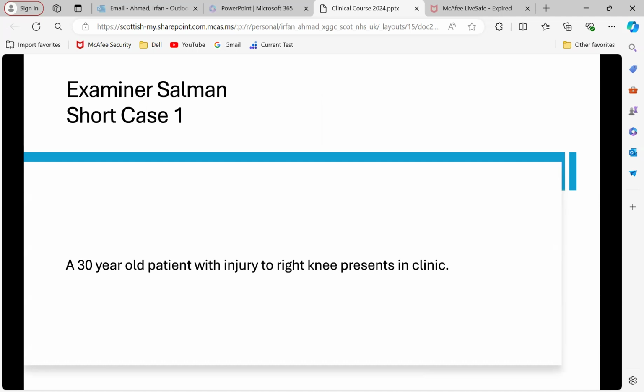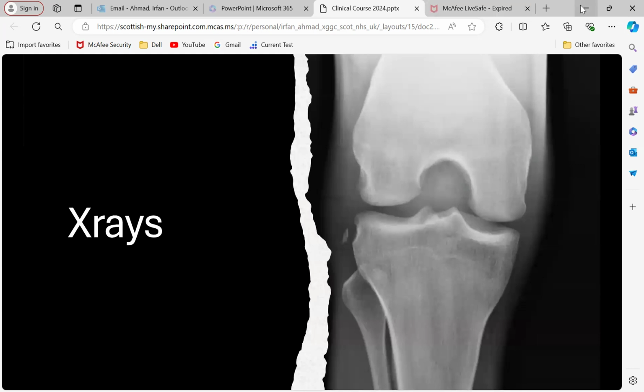So this is a 30-year-old patient who has come to your clinic. He had a pop while playing football. Irfan, can you please show the X-ray? So, can you describe the X-ray for me quickly?